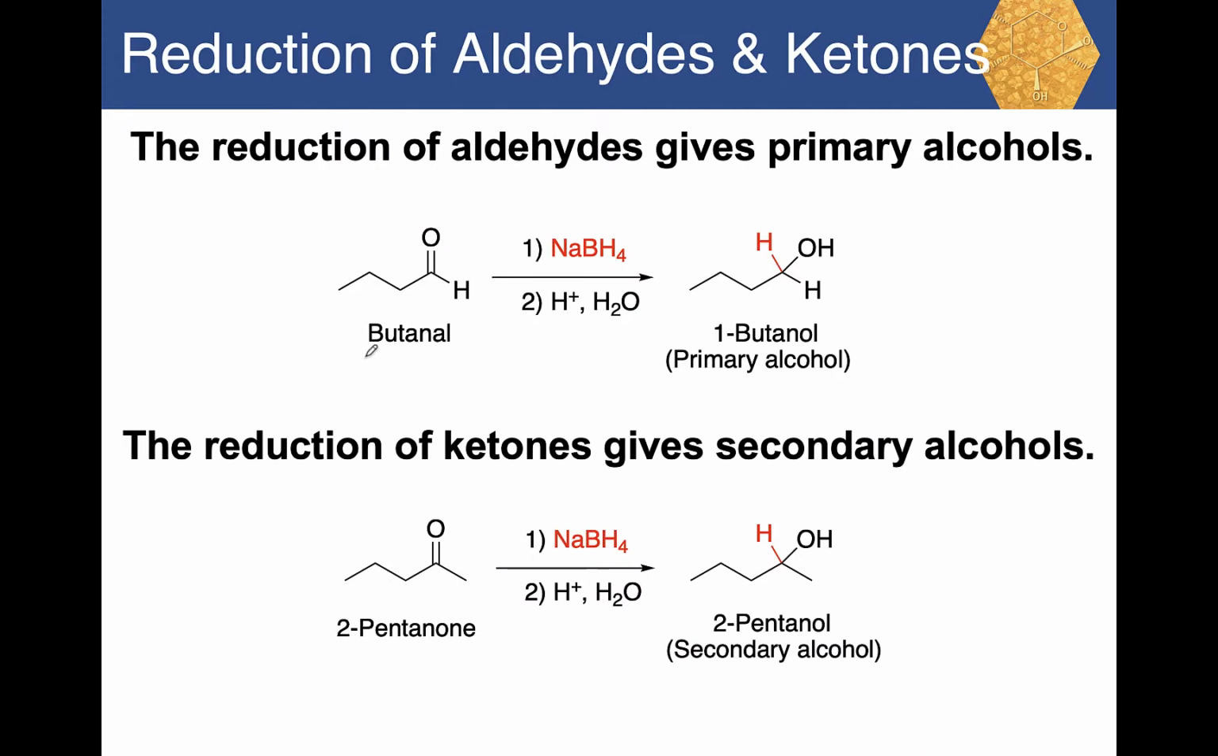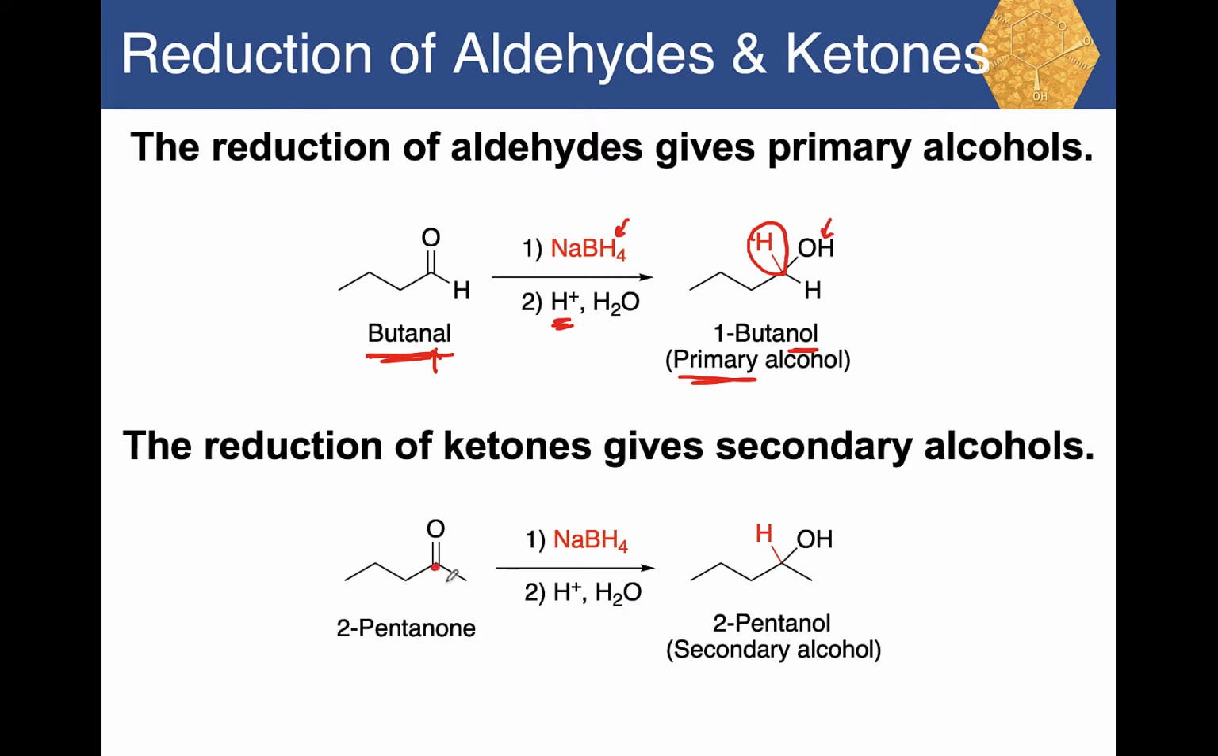So here we have butanal. Notice the al, which indicates the presence of aldehyde functionality. If this aldehyde reacts with sodium borohydride, remember the H minus here comes from the sodium borohydride, the reducing agent, and here it is, right here. And of course, this H adds to the oxygen. So here we have an alcohol, notice this is an OH for the alcohol, equally important, this is a primary alcohol. So aldehydes are reduced to primary alcohols.